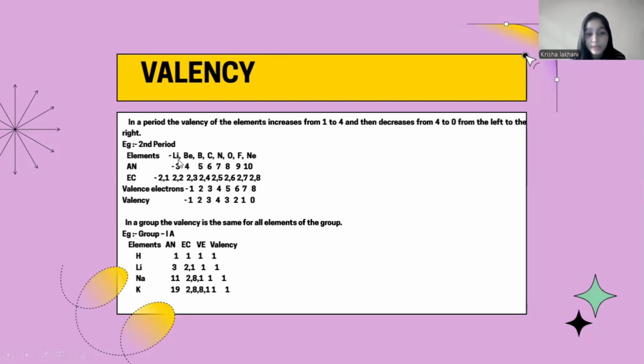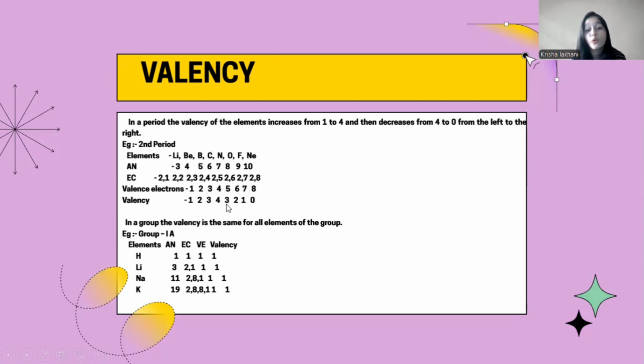See, lithium belongs to group 1. 1 is the valency. Beryllium belongs to group 2. So that is why 2 is the valency. Boron belongs to group 3. So that is why 3 is the valency. Carbon belongs to group 4. So that is why 4 is the valency.